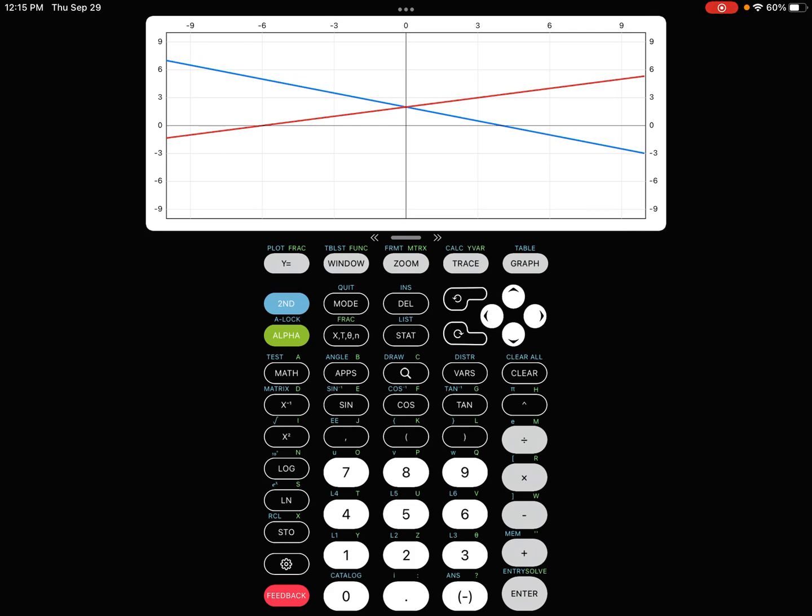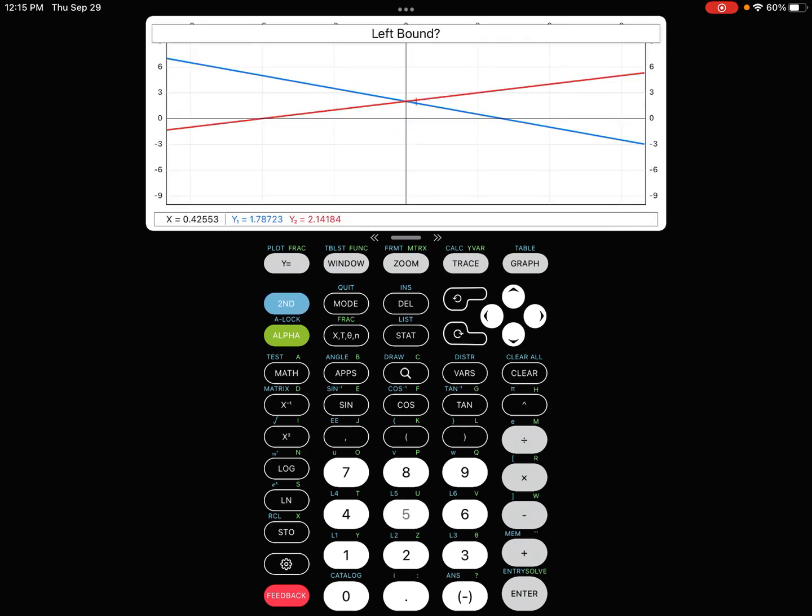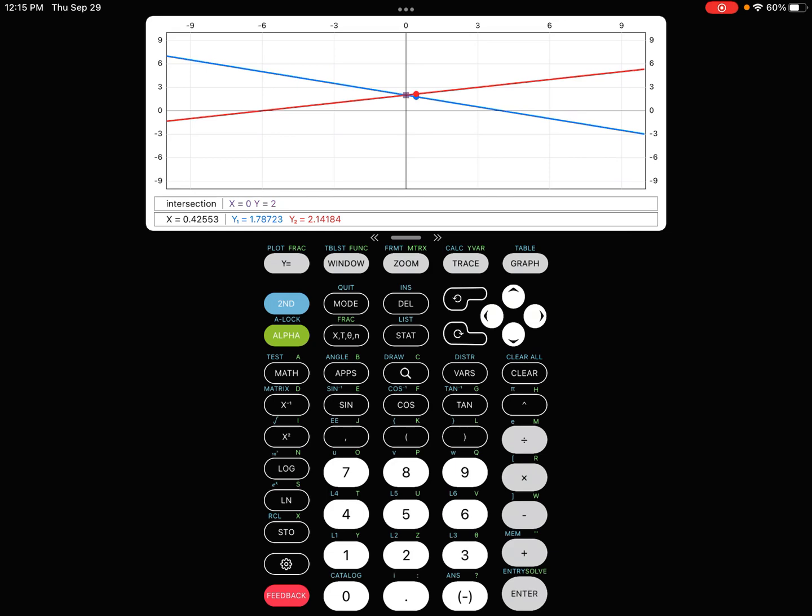And we should get our intersection point. Second, calculate, intersect. Sorry, let's go left bound, right bound. Oh, there it is. And our intersection is right at the top at 0, 2. If you look at the bottom of the graphing screen, it says intersection, x equals 0, y equals 2. So you can get that intersection point.